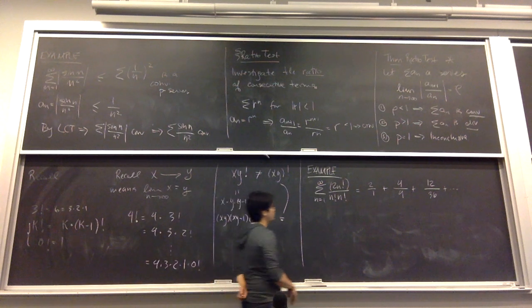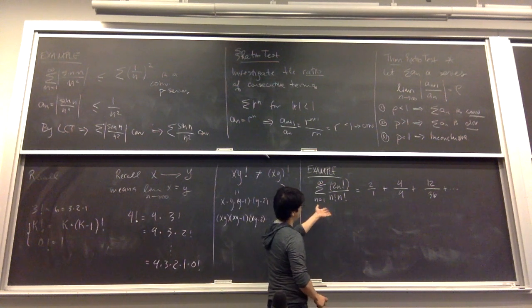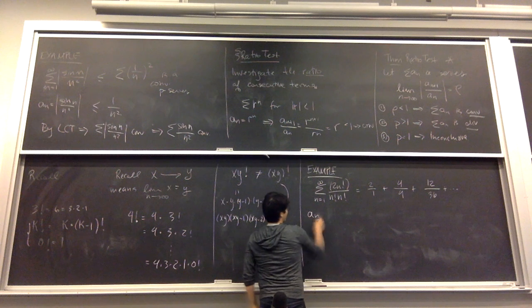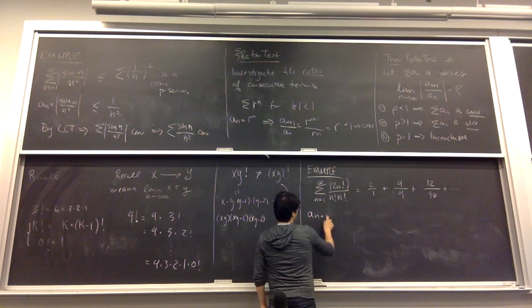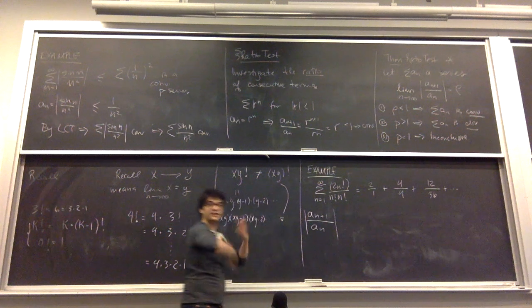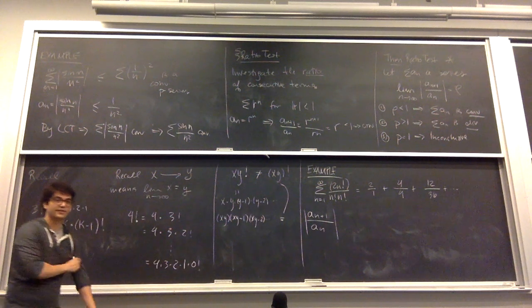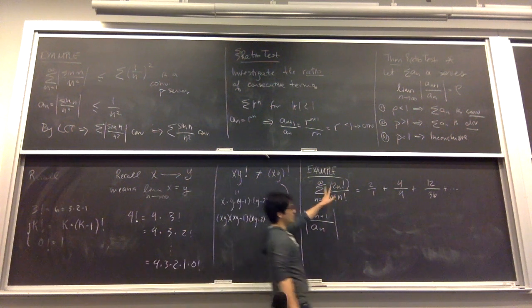Ratio test, right? So let's try the ratio test. So what does the ratio test say? It says that we have to look at the absolute value of the ratio of 2 terms. So I'm going to show you how to expand this.